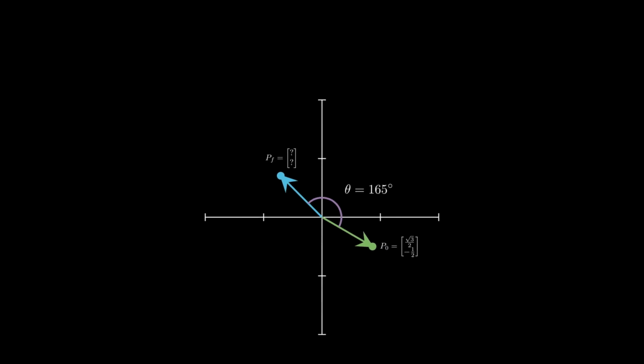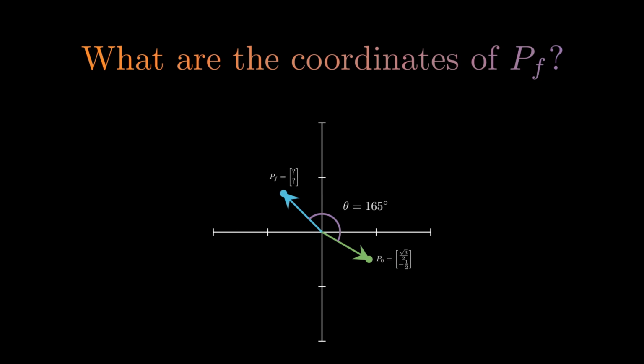Now it is your turn. Two vectors are drawn on the coordinate plane, with the angle between them being 165 degrees and the first vector's coordinates being shown. What are the coordinates of the point P final?